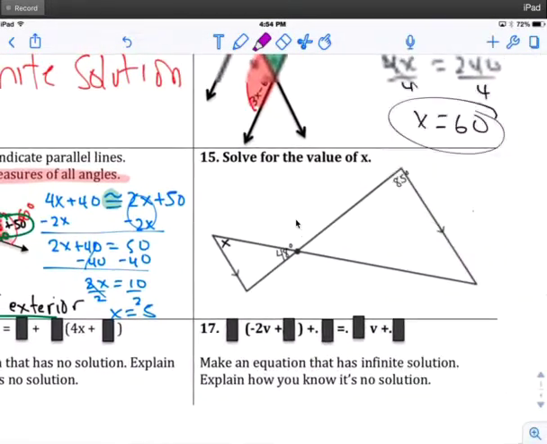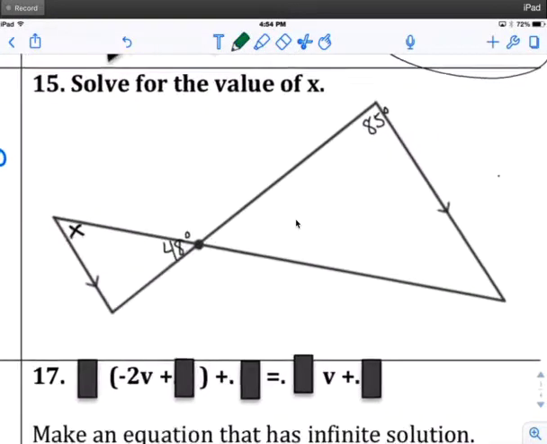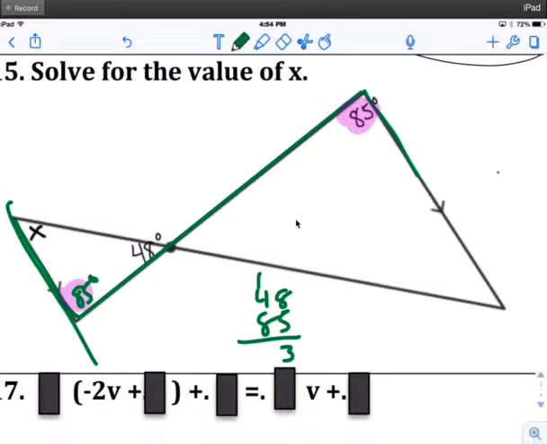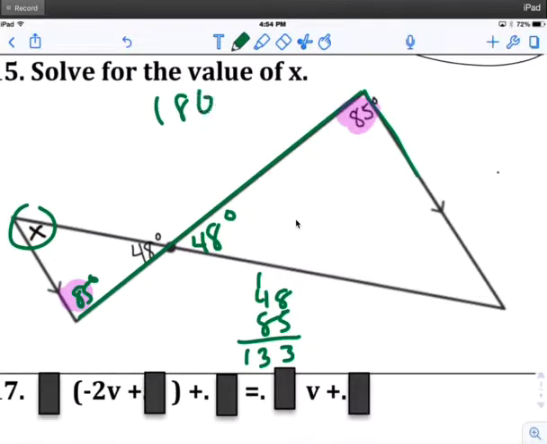All right, this one here, solve for x. Okay, right here is your z. That's 85 degrees, therefore this is 85 degrees. 48 plus 85, 133 degrees. 48 vertical angles, that's 48. So x is then, I need to subtract 180 minus 133. 47. X is 47 degrees.